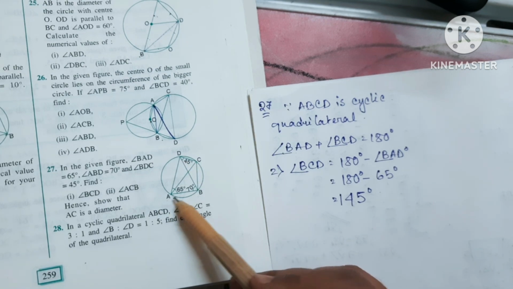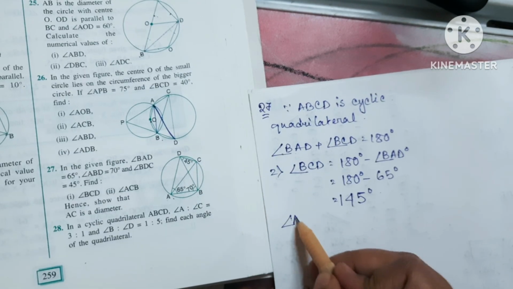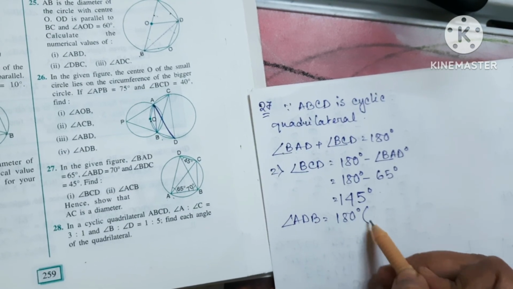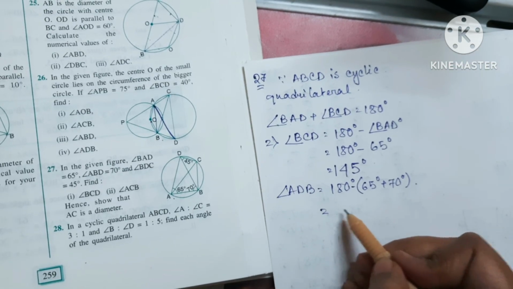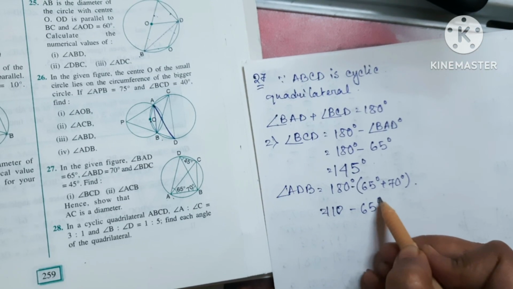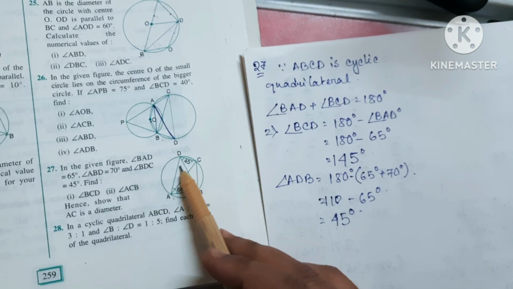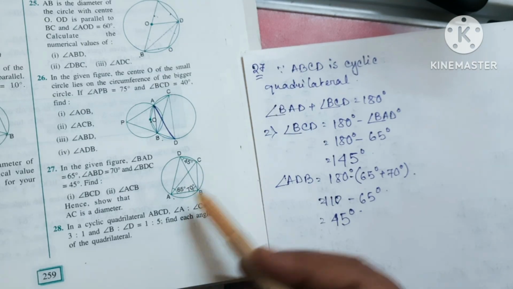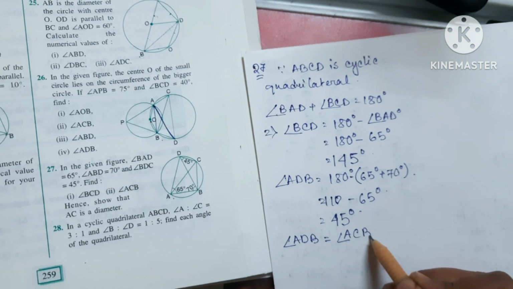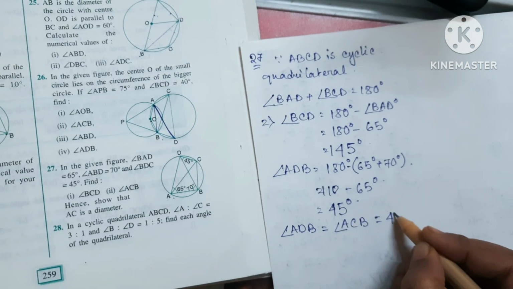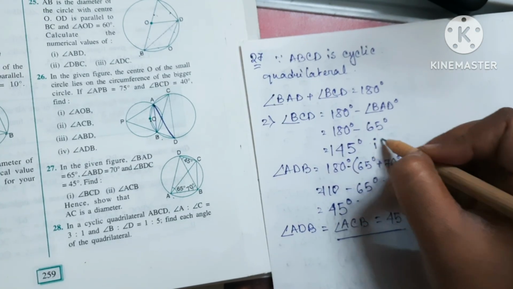See, in case of this triangle ABD, we know the value of two angles, this one and that one. So angle ADB is 180 degrees minus 65 plus 70, so 180 minus 110 minus 65, you can write. So this is 45. So ADB is 45. So this angle will be 45 because they are on the same segment. ADB is equal to angle ACB. Why? Because they are on the same segment. So this is also 45 degrees. This is the answer of 2. And this is the answer of 1.